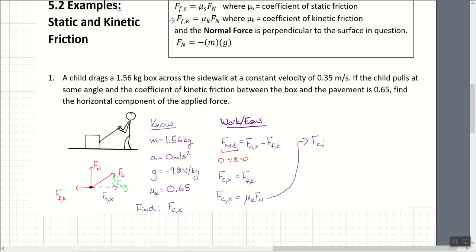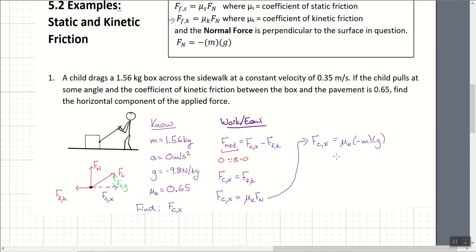I know that the force that the child exerts is equal to mu k times the normal force of this. So instead of writing Fn again, I'm just going to say the normal force is just negative mass times gravity.